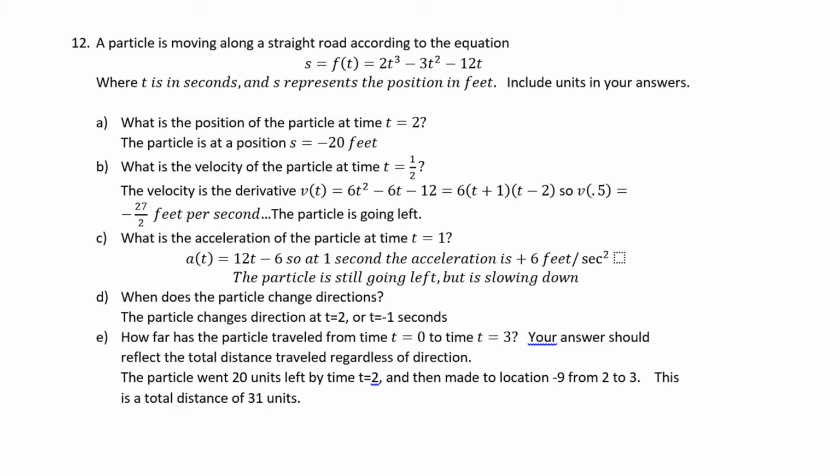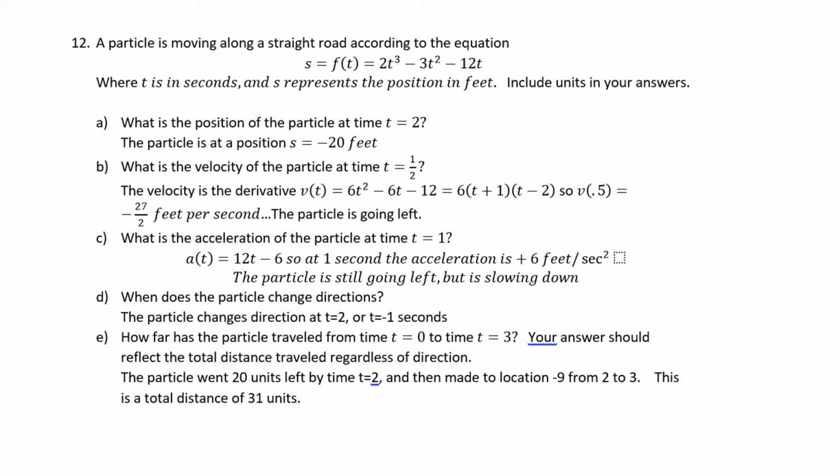Number 12 is velocity, acceleration, so on and so forth. There are 5 parts. Each is worth 2. 1 point for the unit and 1 point for the number, I guess. So it should be minus 20 feet for A. Let's see, B is minus 27 over 2 feet per second. Of course, you could have that as minus 13.5 feet per second. And I just observe the particle is going left. The acceleration when t is equal to 1 is going to be positive 6 feet per second squared.